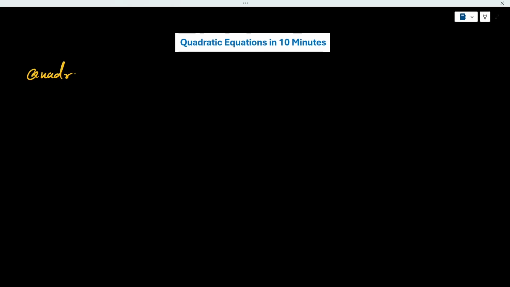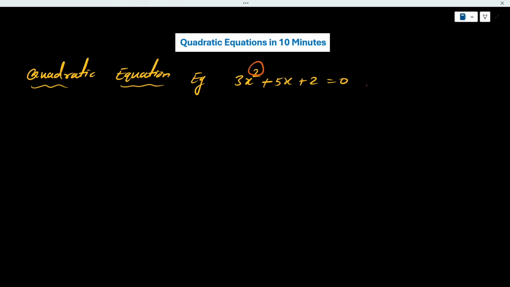2, right? So any equation where your variable's highest power is 2, we call it a quadratic equation. So if I'm writing here 3x squared plus 5x plus 2 equals 0, you can see here the highest power is 2. That means this is a quadratic equation, right?